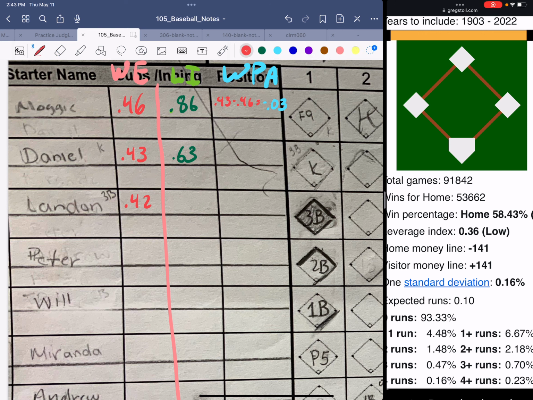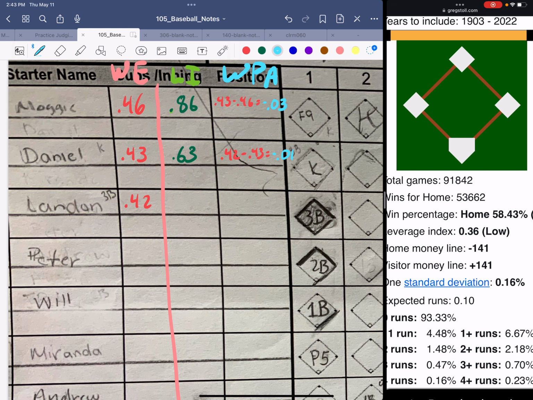All right, so then his win probability added is going to be 0.42 minus 0.43, which equals negative 0.01. So his win probability added, again, negative because he made an out, but not quite as much as before, because there was less at stake.